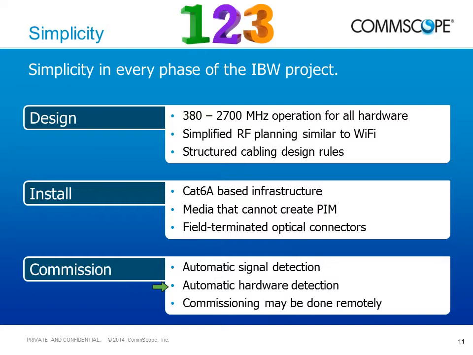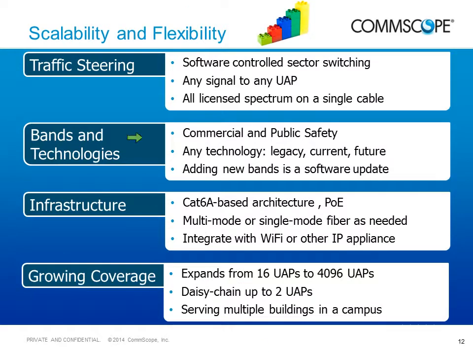Now, traffic steering is one of the key features of ION-E. Everything is software controlled, so we do not have any physical splitters or combiners in the ION-E. We can take any signal that we detect at the input of the ION-E system, and we can send it to any UAP, which is the remote unit that we use in the ION-E system. And we can support all the licensed spectrum in North America on a single cable. So we can support 320 megahertz of spectrum on a single cable. We can support any technology within the 380 to 2700 megahertz, and adding new bands is typically just a software update. So it's scalable also in expanding new services, new bands and technologies.